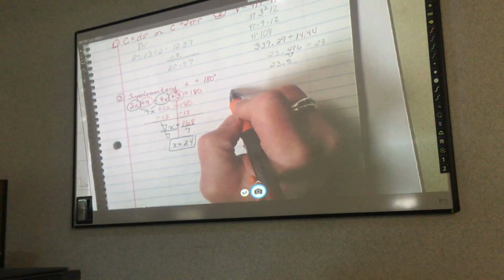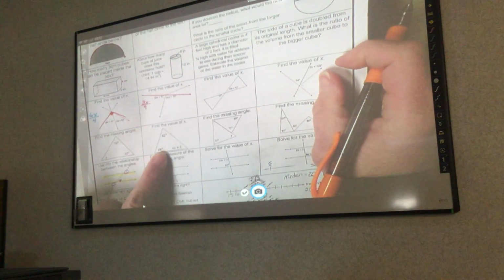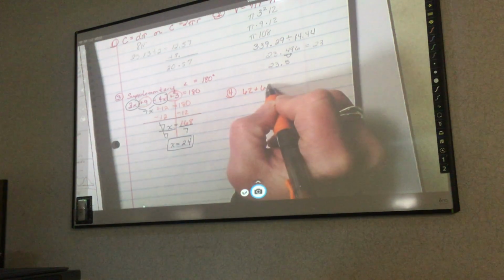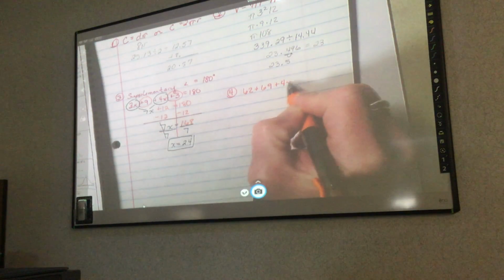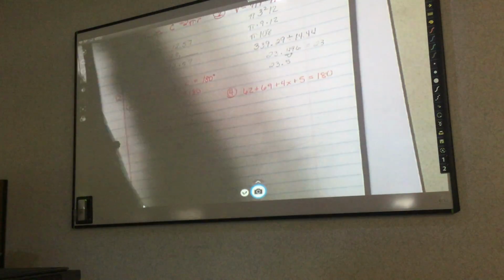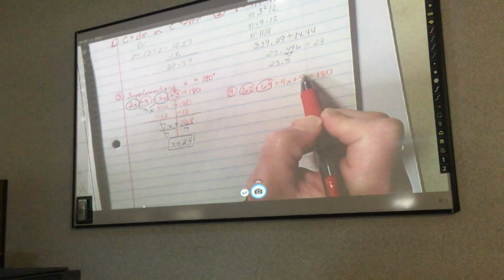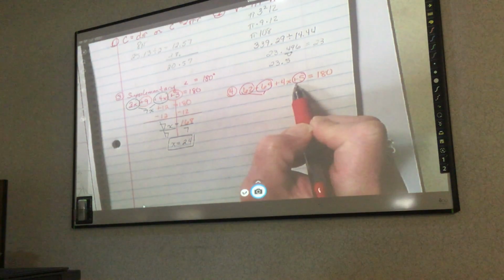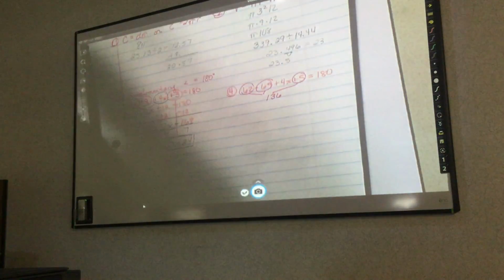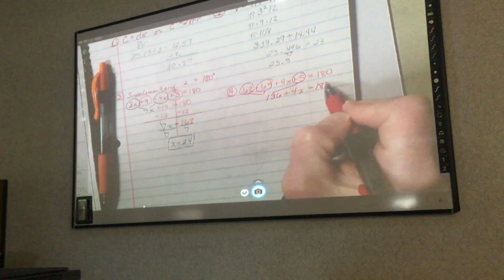Number 4, what do all the angles have to add up to be on a triangle? 180. So I've got 62 plus 69 plus 4x plus 5 equals 180. Combine my like terms. I've got a 62, a 69, and a 5. Those three add to 136. So I have 136 plus 4x equals 180.